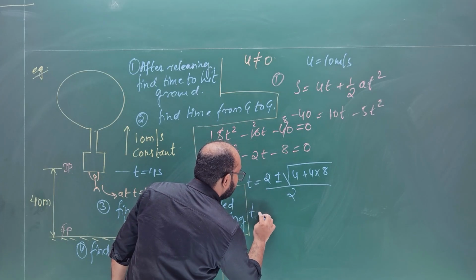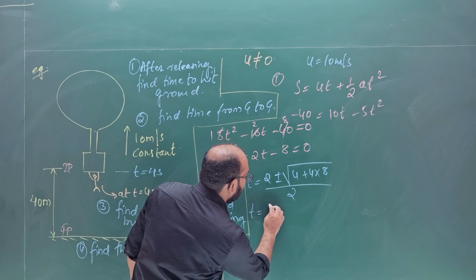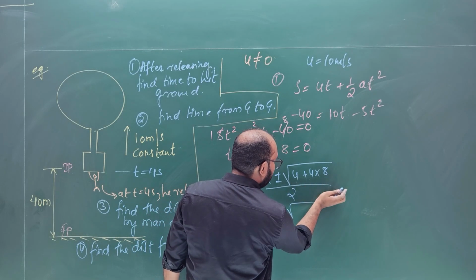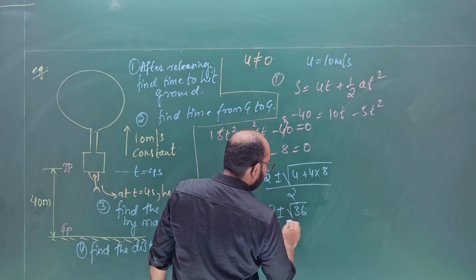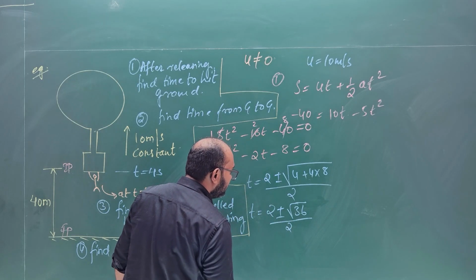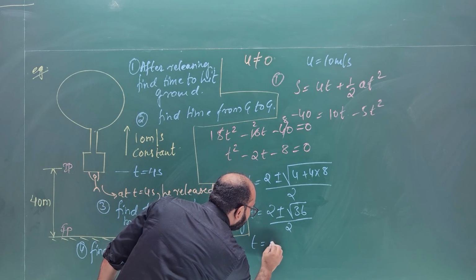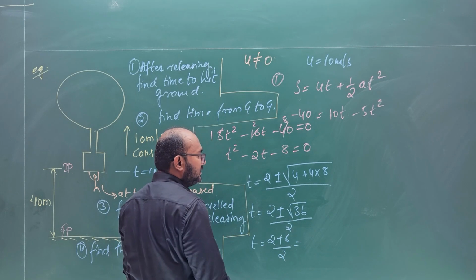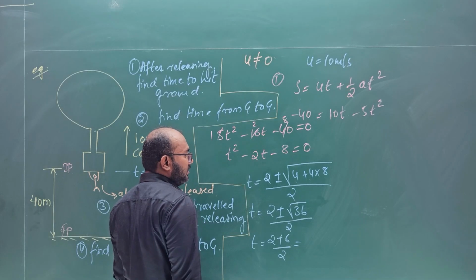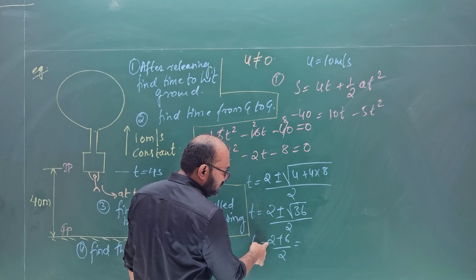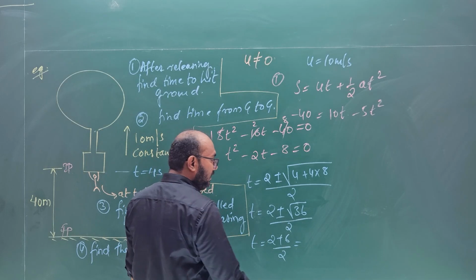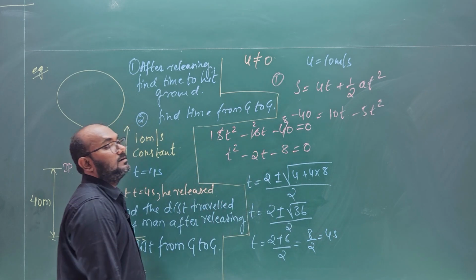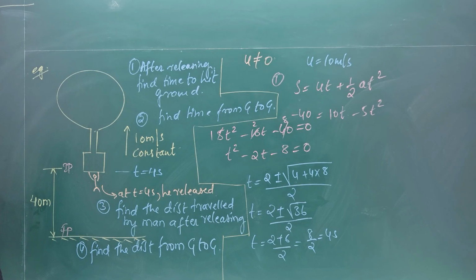2. So t is equal to how much? 2 plus or minus under the root of 32 plus 4, 36. Under the root of 36 is nothing but 6 plus or minus. So t is equal to 2 plus 6 divided by 2 is accepted, and 2 minus 6 divided by 2 is rejected. Why? Because time cannot be negative. So 8 divided by 2, that is nothing but 4 seconds. I got my point.